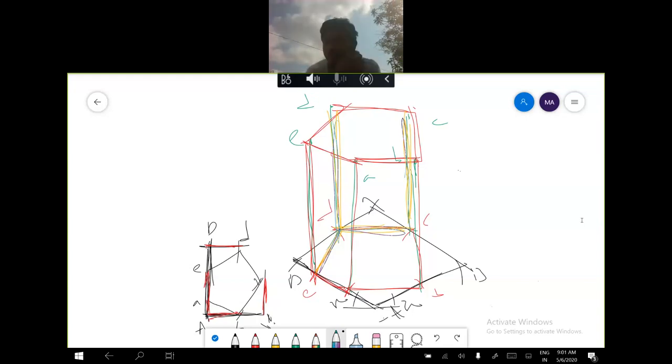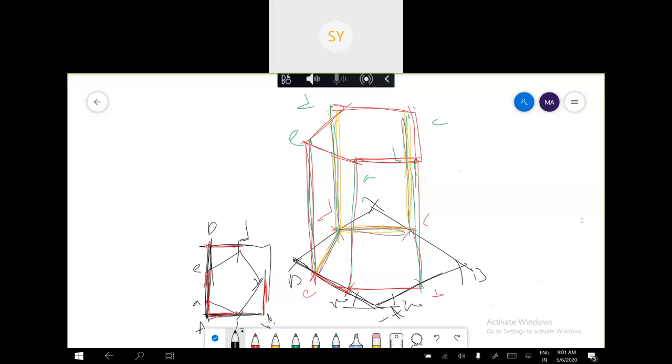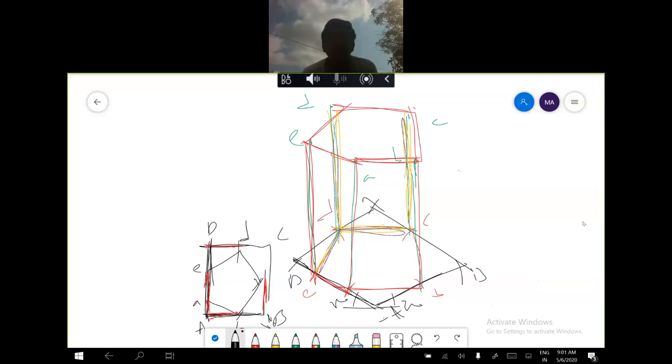Has anyone drawn with drawing instruments? What is the length of capital ABCD? Can anybody tell? You have drawn with drawing instruments capital ABCD. What is the length of capital ABCD? Can anybody?